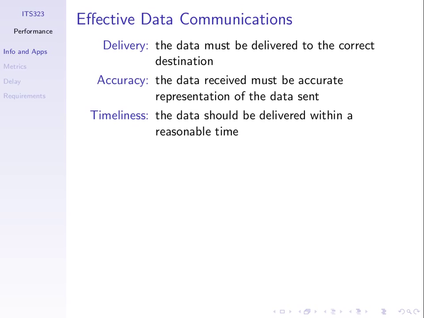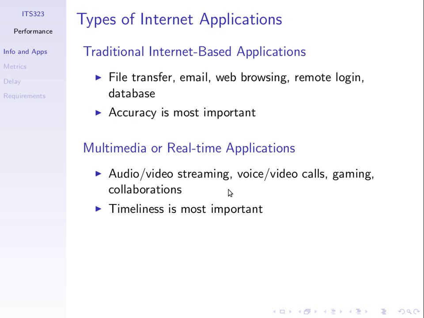1 second? Okay. Milliseconds? Okay. So different applications will have different requirements of what timeliness is good. Similar, what accuracy is good. Towards the end of these slides, we'll give some more examples of them. So they're general measures of what is effective data communications. We're going to have some more specific measures in a moment.